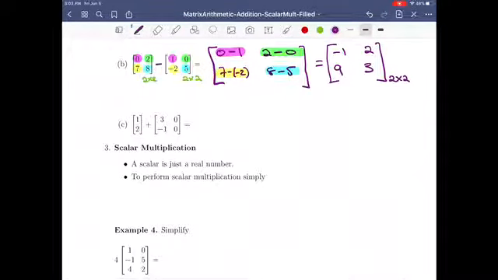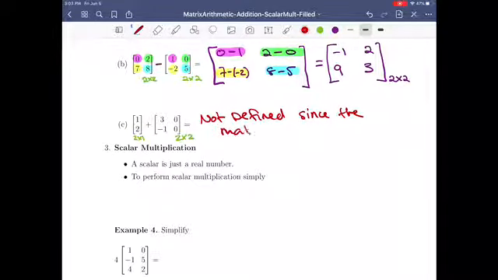Okay, part C, my first matrix is a 2 by 1. And again, I tried to trick you. It's tempting to just get rid of this column because it's all zeros and say I also have a 2 by 1, but I actually can't. This is a 2 by 2 matrix, so the operation addition is not defined, since the matrices are different sizes. So we can't even do that operation.